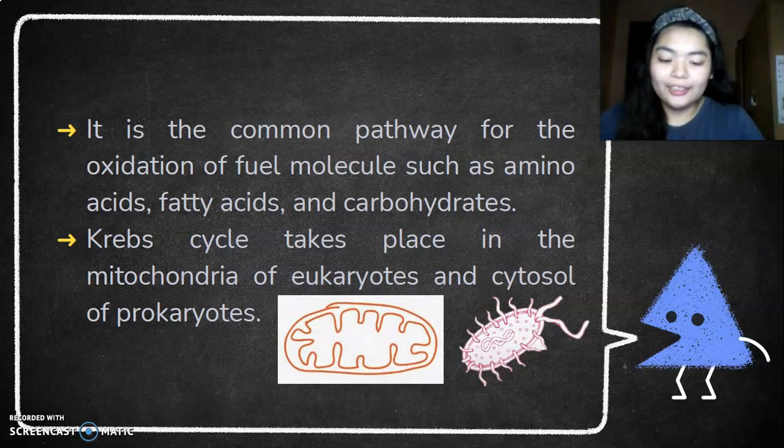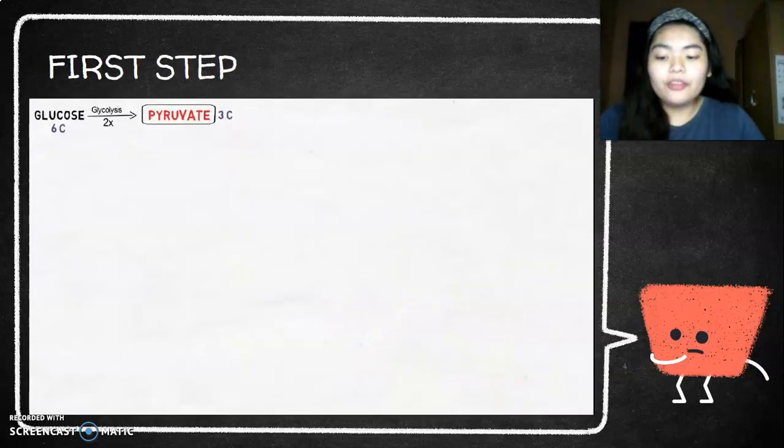In eukaryotes, the reactions of the citric acid cycle take place inside mitochondria, in contrast with those of glycolysis, which take place in the cytosol. The first step involved is actually a preparatory step which begins with pyruvate. Pyruvate is derived through the glycolysis of glucose, which is a 6-carbon compound, and it is split into two molecules of pyruvate, which is a 3-carbon compound.